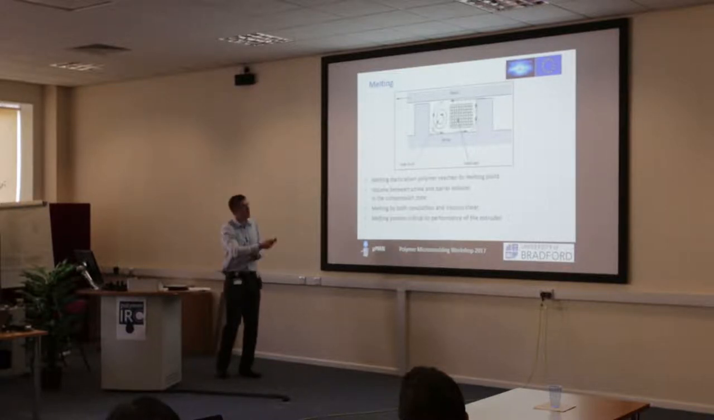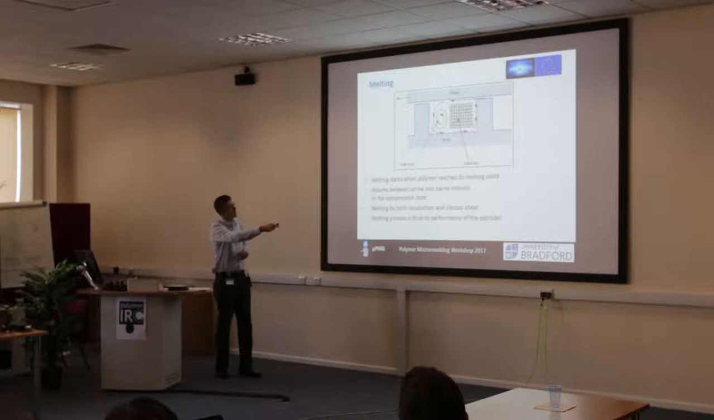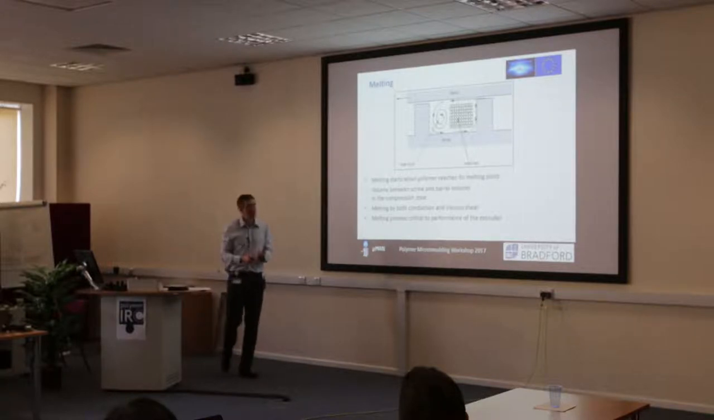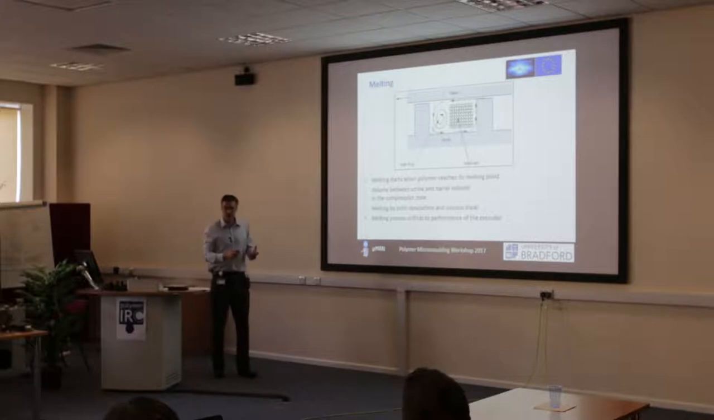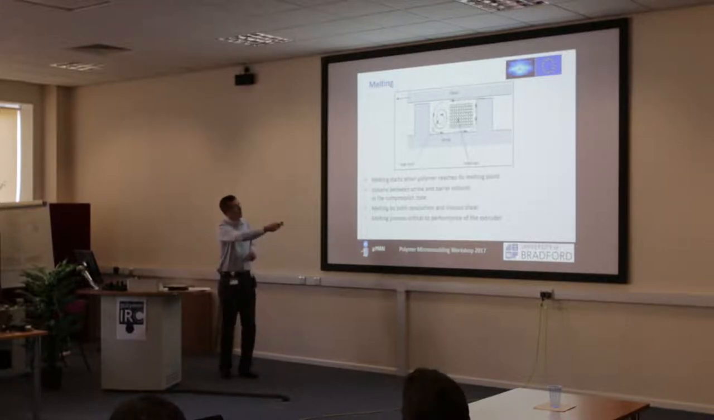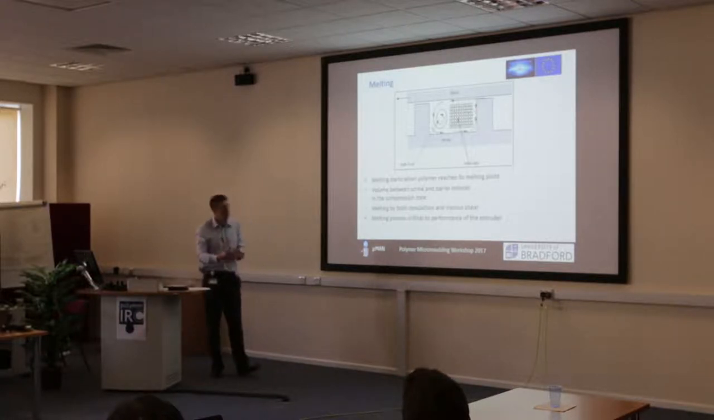Gradually, as we move further along the screw, more and more of this will melt and we'll get a bigger and bigger layer. And this starts to form at the back of this region as a pool of molten polymer, which starts to spiral around. And the idea is, by the end of the screw, this pool gets bigger and bigger until it completely consumes the solid bed region. So the melting occurs before we get to the end of this extruder screw.